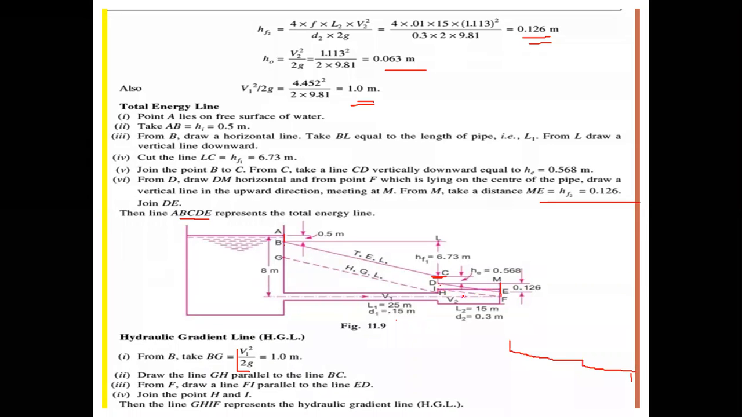Join H and I. Join these two, join H and I. Then the line GHIF represents HGL. Therefore GHIF. Along the lines GH comes like this, then comes like this, crosswise, right? This one is GHI and F, representing HGL. So like this you have to draw the line. Whenever you get a question, draw HGL and TEL. First draw TEL, then from TEL subtract V²/2g and you will get HGL.